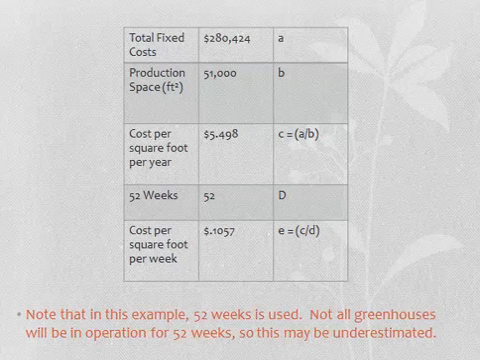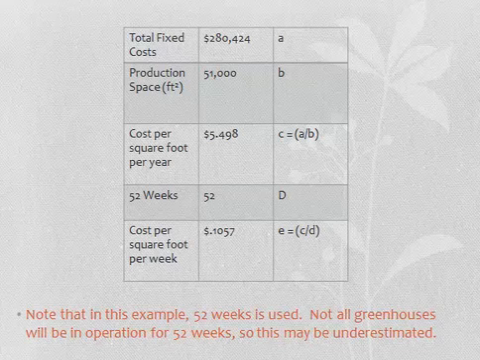So if your fixed costs were $280,424 and you had 51,000 square feet of production space, you would get a cost per square foot per year of $5 and roughly 50 cents. Then if we have 52 weeks in the year and we divide that, we would find out that the cost per square foot per week is around 10.5 to 11 cents.